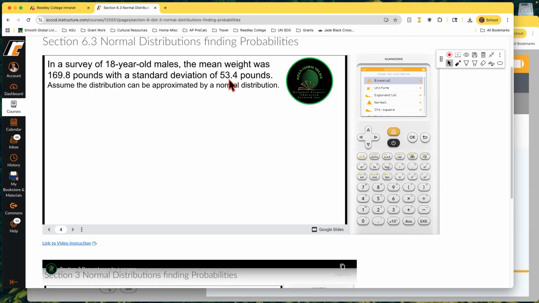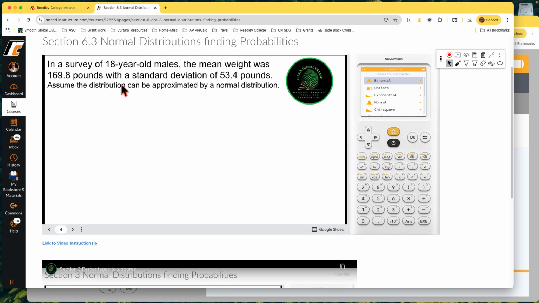They have a standard deviation of 53.4 pounds. So remember, it's about 170 pounds plus or minus 53, right? That's one standard deviation. Two standard deviations is a little over 100 pounds, right? So we can start to visualize what that looks like.